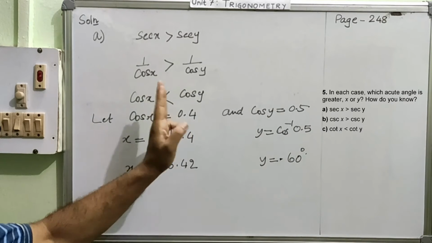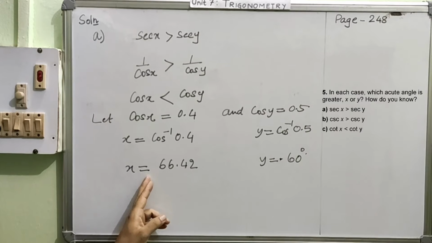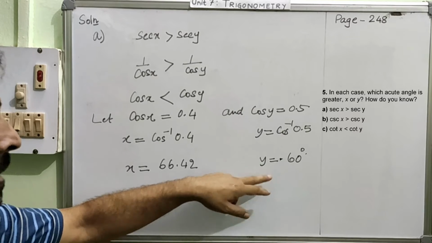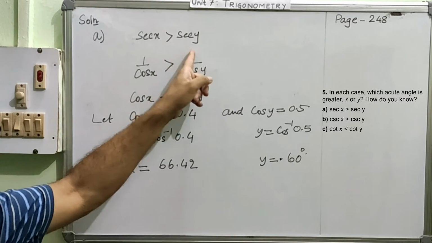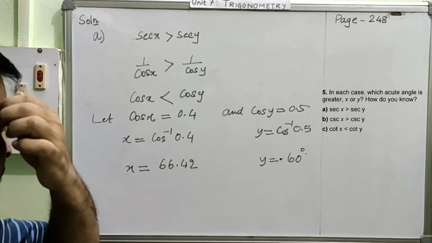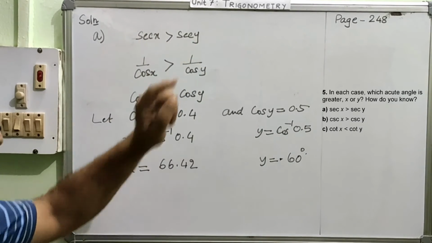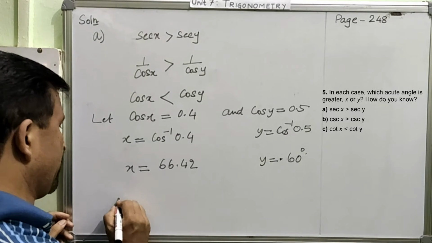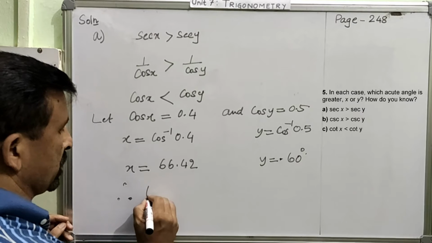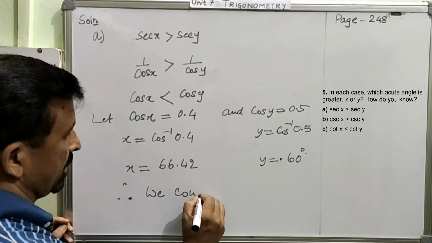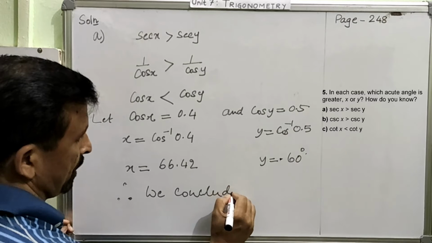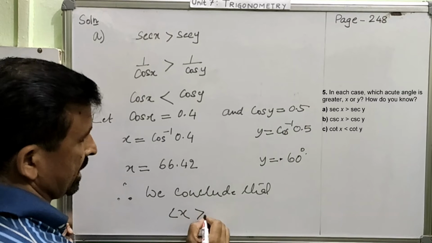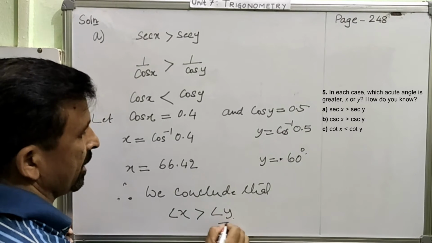If cos x is less than cos y, then angle x is greater than angle y. Now your question is actually this one. Let's link it with this. When sec x is greater than sec y, then angle x is also found to be greater than angle y. So we conclude that angle x is greater than angle y.